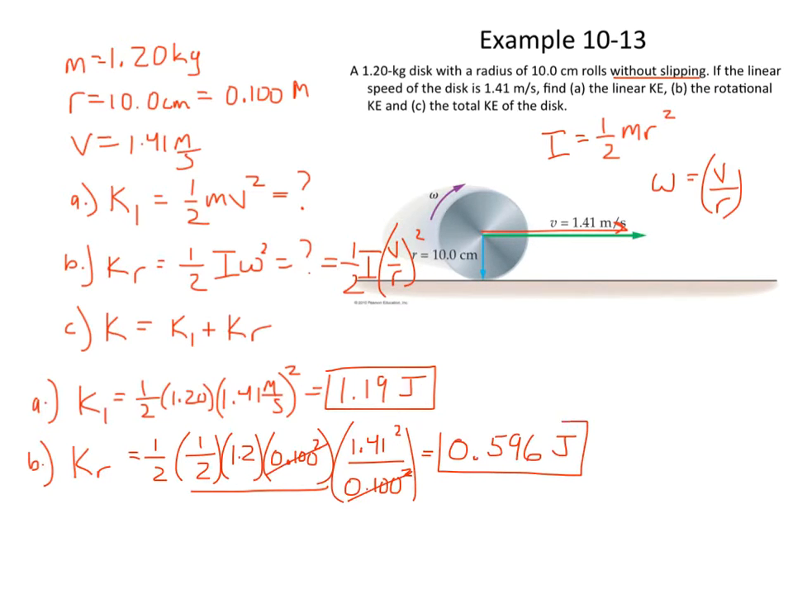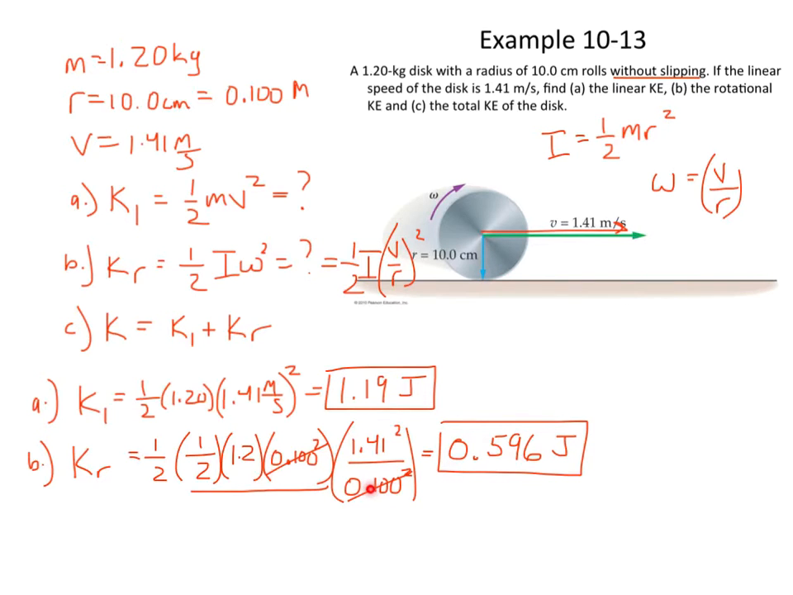Now, these happen to cancel out in this problem, but it may not always be the case. If you have to do velocity squared over radius squared, always just do your full math. They may or may not cancel. It really depends on what the moment of inertia is. It just so happens that you had an r squared in the numerator and in the denominator, and they canceled out. So that is our rotational kinetic energy.